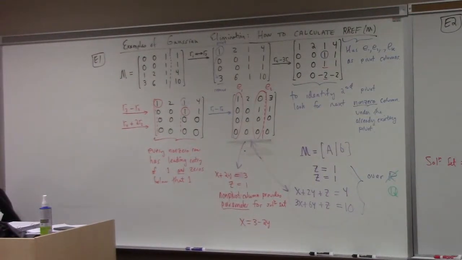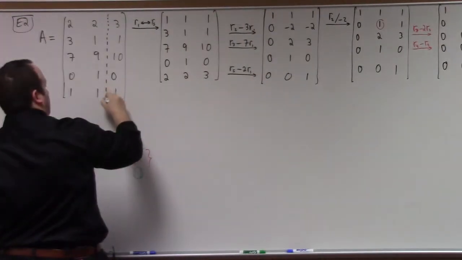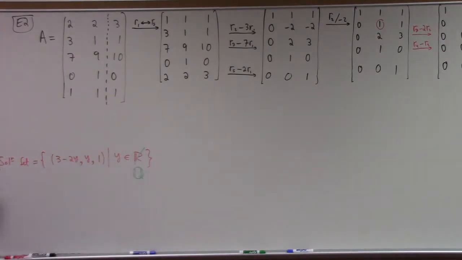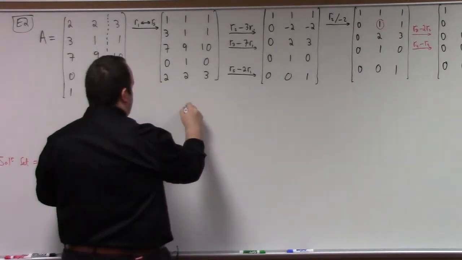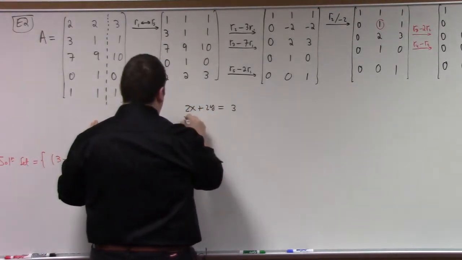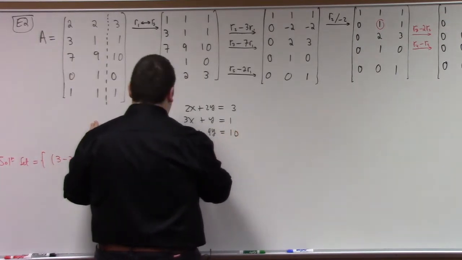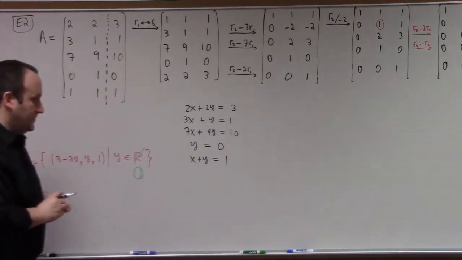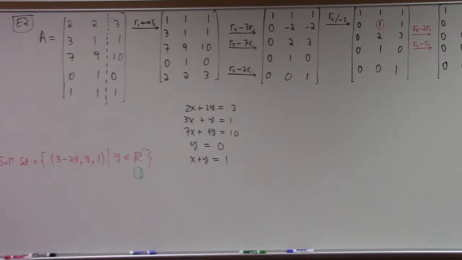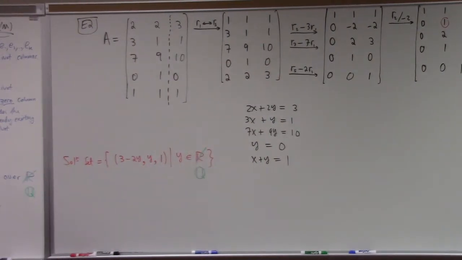Yes. Now here, what if I was to identify this as a system of equations, again with the last column being the inhomogeneous column? This is 5 equations and 2 unknowns then. So you've got 2x plus 2y equals 3, 3x plus y equals 1, 7x plus 9y equals 10, y equals 0, and x plus y equals 1. Graphically, each one of those equations, we can visualize the solution set as lines in the plane. If we had a simultaneous solution to all 5 of these, this would mean that those 5 lines intersected at some common point.